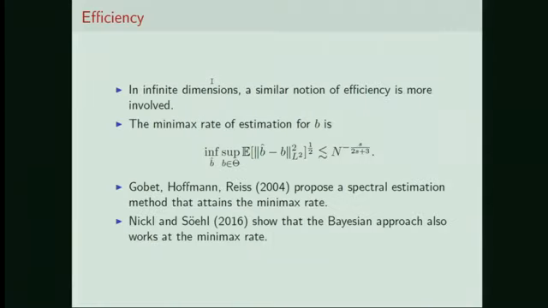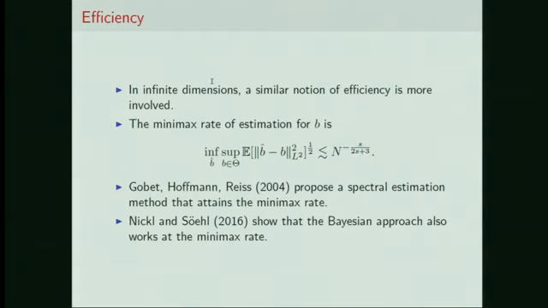Now in infinite dimensions, a similar notion of efficiency is more involved. And for example, the rate of convergence at which we can converge to the true parameter is often slower than 1 over root n. So here we see it's slightly worse. But it's been identified, this what's called minimax rate. And there's also a method which attains the minimax rate.